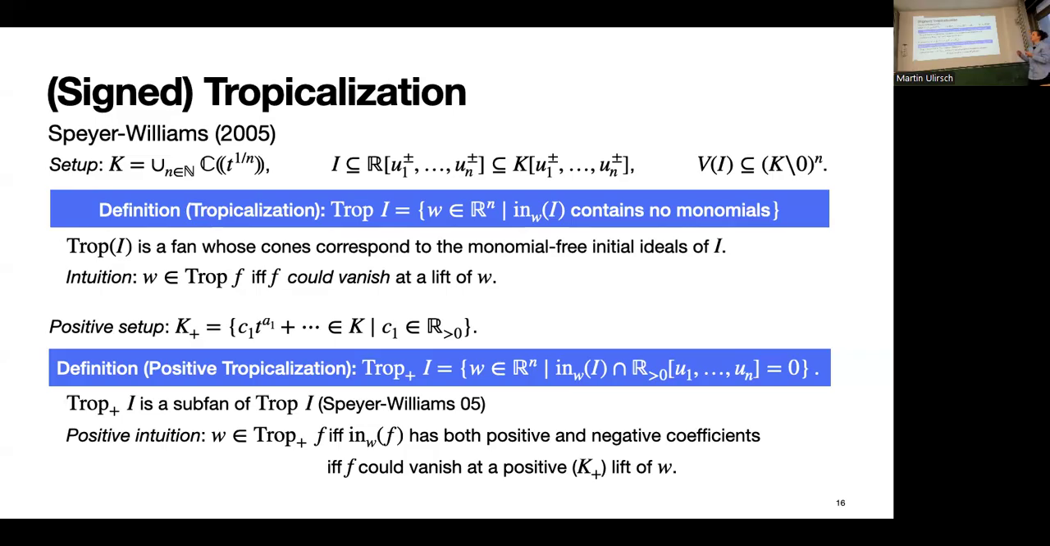So this is telling us that if I took a lift of my weight that had all positive initial coefficients, then it's possible that all the functions in I could vanish at it. If I had a function that had only positive coefficients, and I plug in a point that has only positive initial coefficients, then there's no way that that function could vanish.